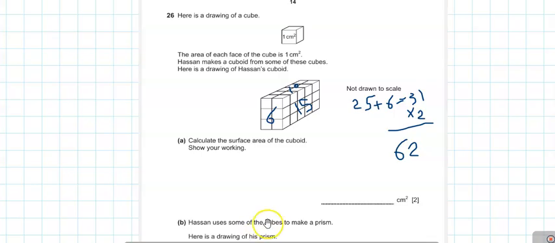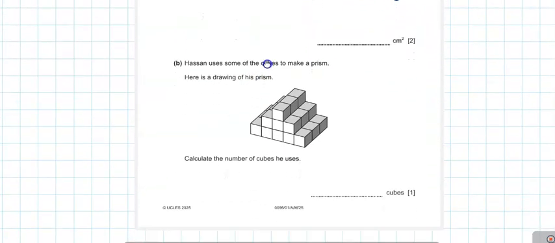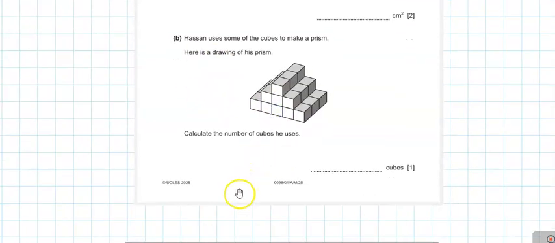Part B. Hassan used some of the cubes to make a prism. Here is the drawing of his prism. Calculate the number of cubes he uses. Let's find. He used 3 in the first row. In the second row, he used 3, 6, 9. And in the last one, he used 3, 6, 9, 12, 15. So the total, 3 plus 9 is 12, 12 plus 15 is 27. Next page.